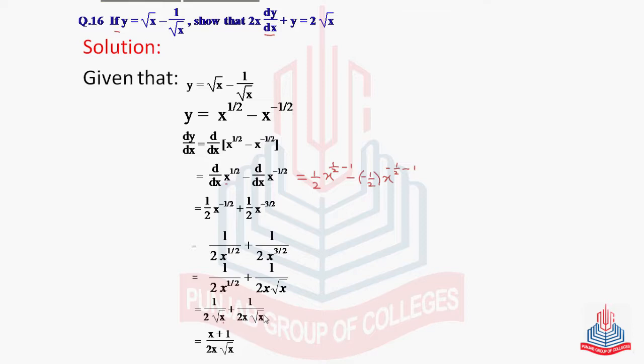By applying LCM, that will become 2x square root of x, and here we have 2 square root x will be cancelled out, we have x, so this x is after multiplication by 1 plus, and that portion will be cancelled out, we have only 1. So multiplying both sides by 2x, dy by dx is equal to x plus 1 divided by square root x.